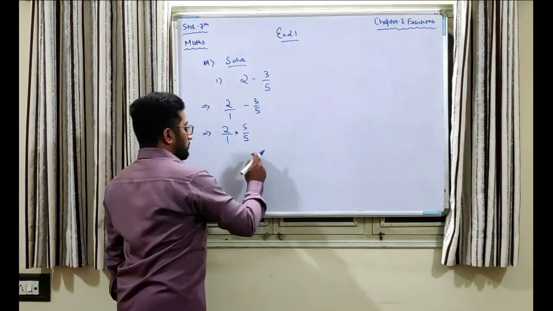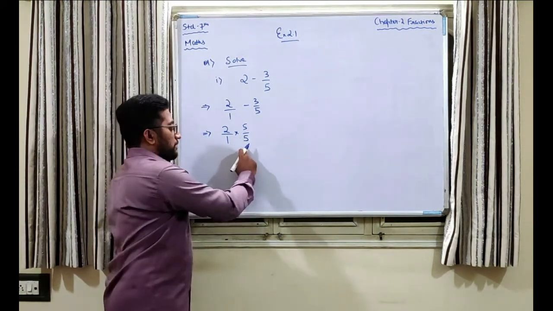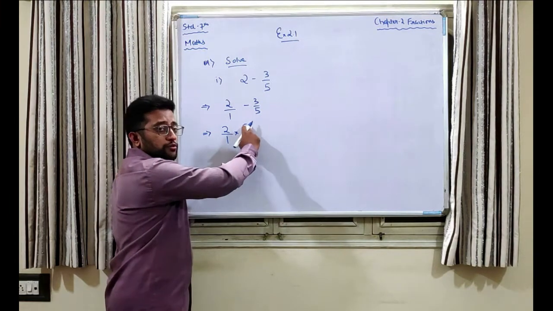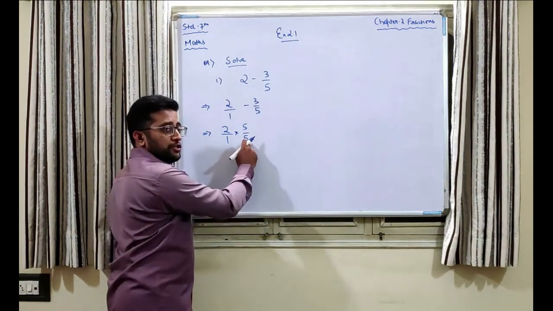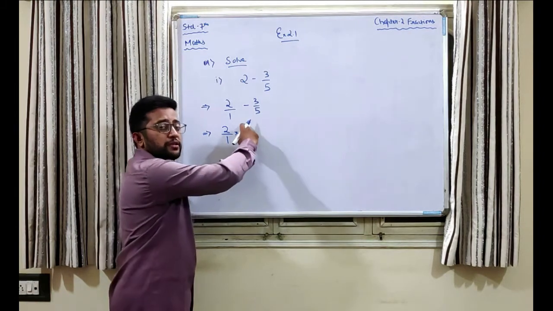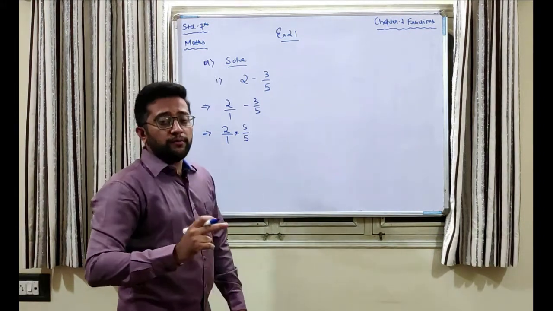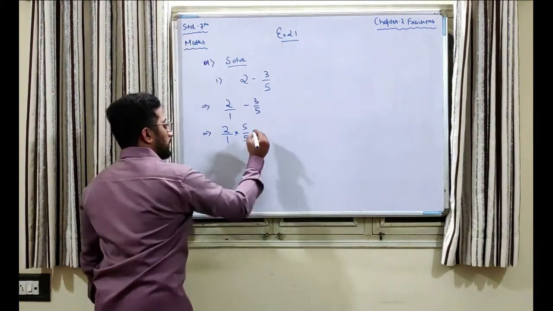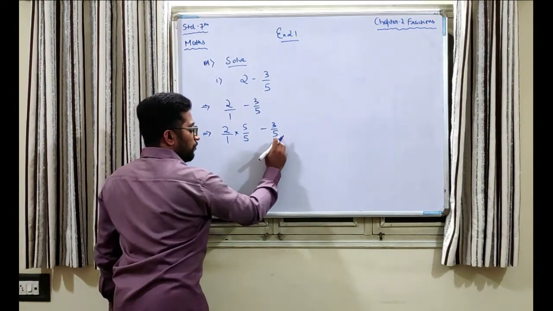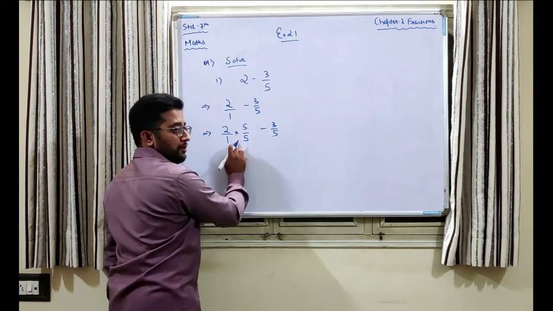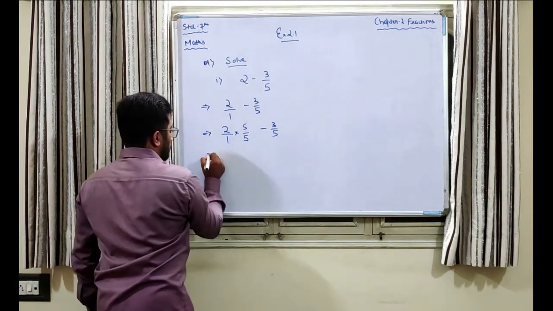Okay, the number which you multiply in the denominator needs to be multiplied in the numerator also. It is the rule. Okay, do not forget it. If you multiply 5 here, you need to multiply the same number here in the numerator, otherwise you will not be able to get the correct answer. Subtracting 3 by 5 will not change anything here because we want this 5 here and the denominator of 2.